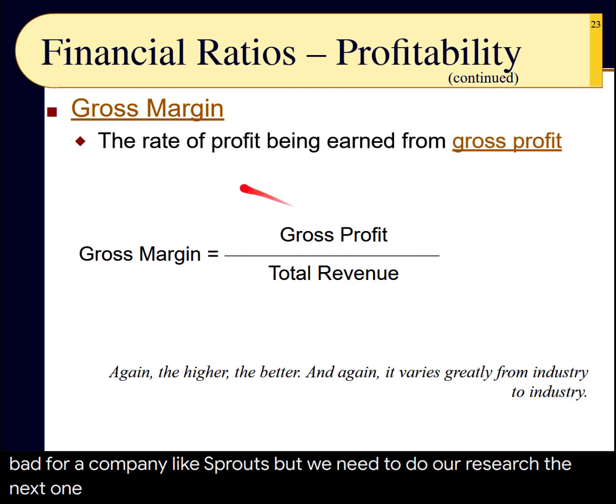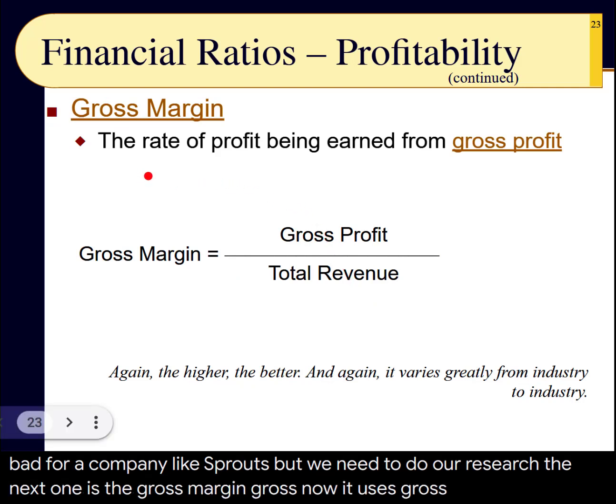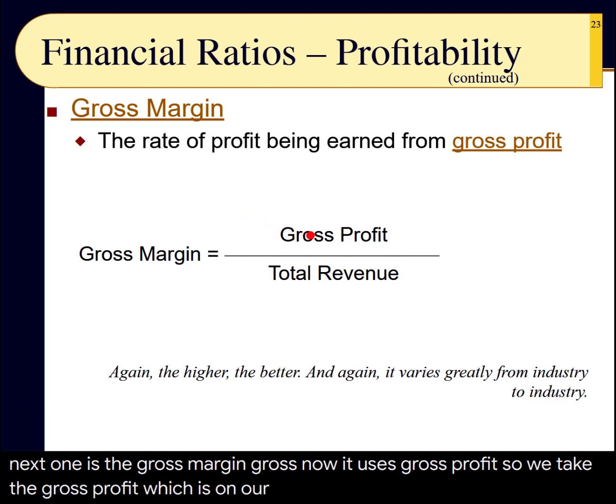The next one is the gross margin. Ooh, gross. Now it uses gross profit. So we take the gross profit, which is on our income statement.